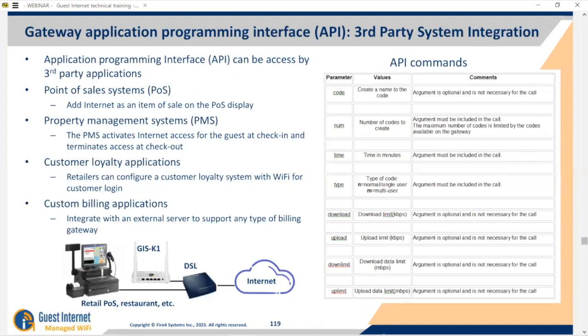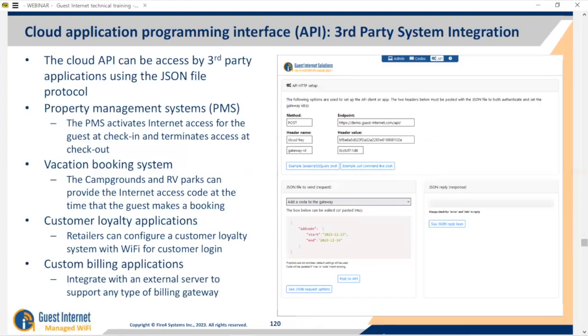Next, we have application program interfaces. We have one application program interface on the gateway, which can be accessed by local systems. It might be a property management system. And then we have a cloud application programming interface. And this can be used by any type of cloud-based application, such as a campground reservation system, where the reservation system can make a reservation in any one of 1,000 campgrounds. And so the reservation system can communicate with the cloud API.